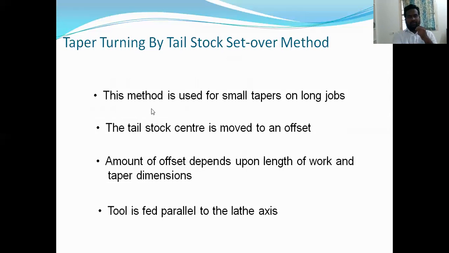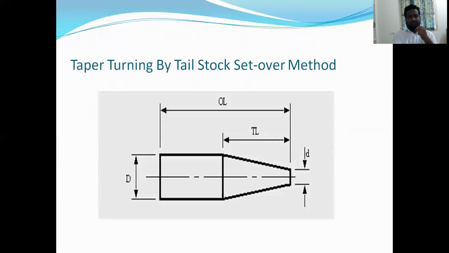So again, we can learn this. The tailstock set over method is used for small tapers on long jobs. The tailstock center is moved to an offset. The amount of offset depends upon the length of work and taper dimensions, and the tool is fed parallel to the lathe axis. Now observe this. So this is our workpiece.